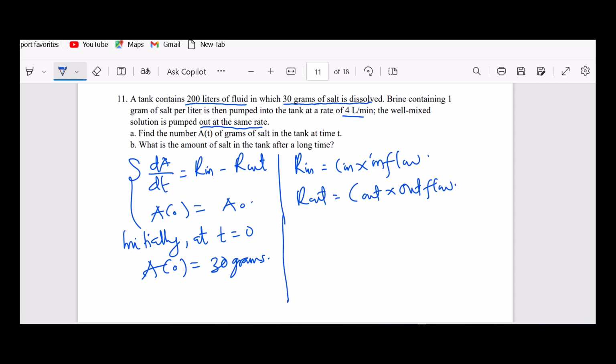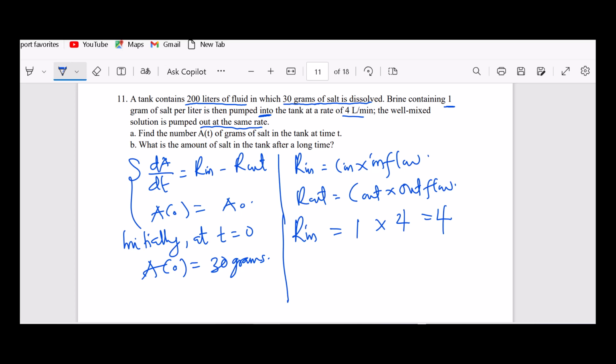Now, brine containing 1 gram of salt per liter is then pumped into the tank at a rate of this. So R in is equal to the brine containing 1 gram of salt pumped in. That's the concentration in, times the rate, 4 liters per minute, and this gives me 4. This is the rate in.